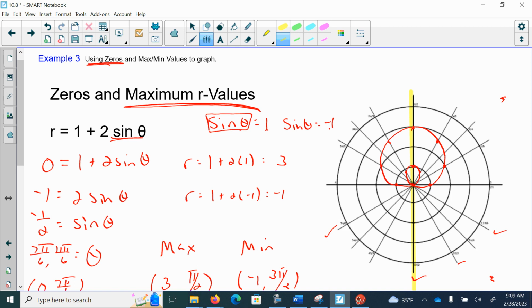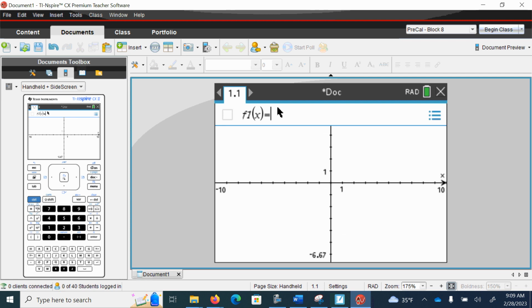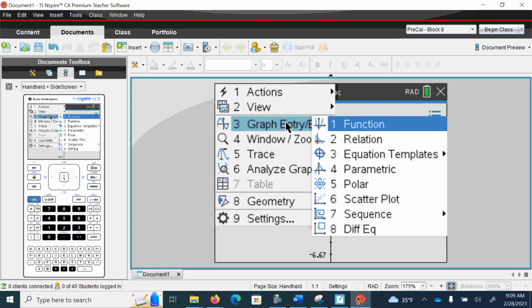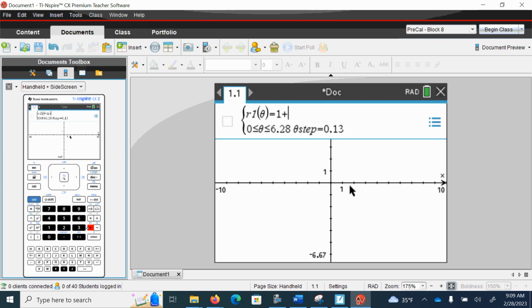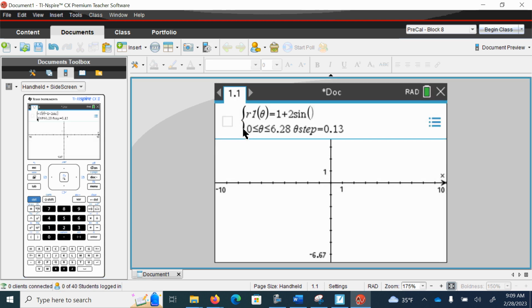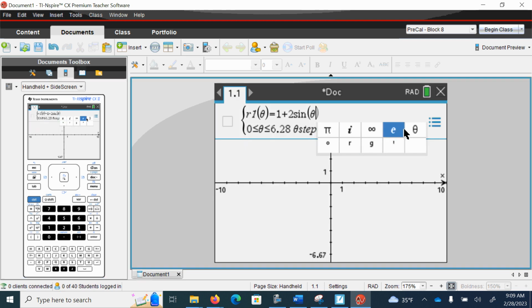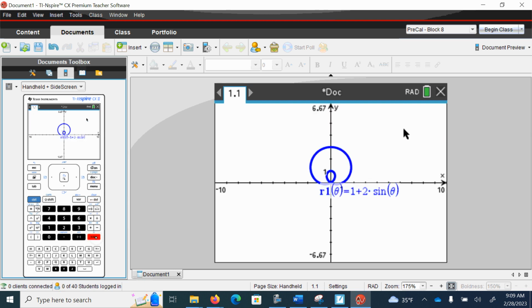Now let's talk about using your calculator to do this. So if I do my calculator, I'm going to add a graph. Right now it's a function. I'm going to hit menu, graph entry edit, and you will see that there is a selection for polar. I'm going to type in the polar equation, which was 1 plus 2 sine, and then you see how there's a theta here by that r1, you have to put in theta. I usually get that by pressing the pi key, and then there's theta right there. And I'm going to hit enter, hit enter again, and I have that shape right there.